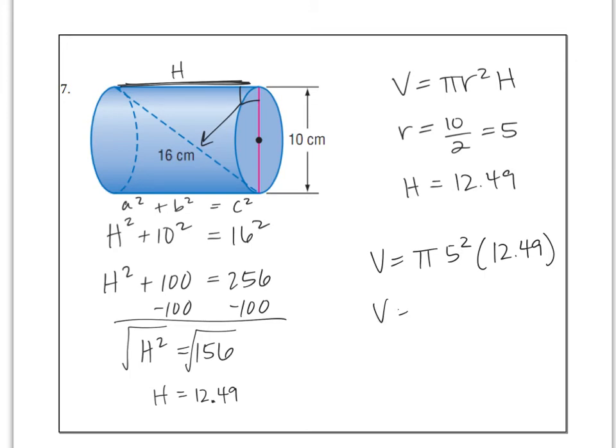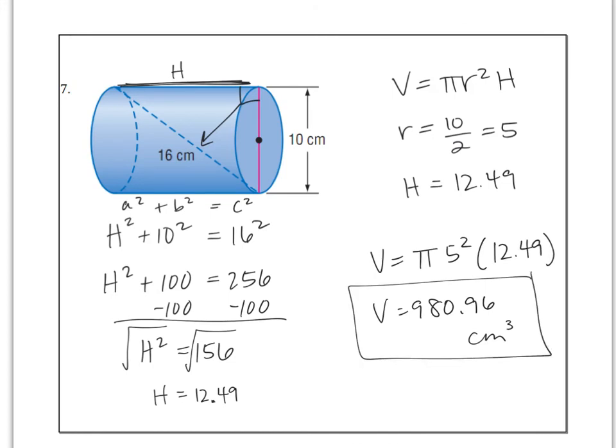And I got 980.96. And that is centimeters cubed. Now, real quick, if you had rounded differently, if you had rounded to 12.5, let's say, your answer would have been 981.7. So it's a little different depending on how you round. So as long as you're close to my answer, if it's slightly different, it's just your rounding.